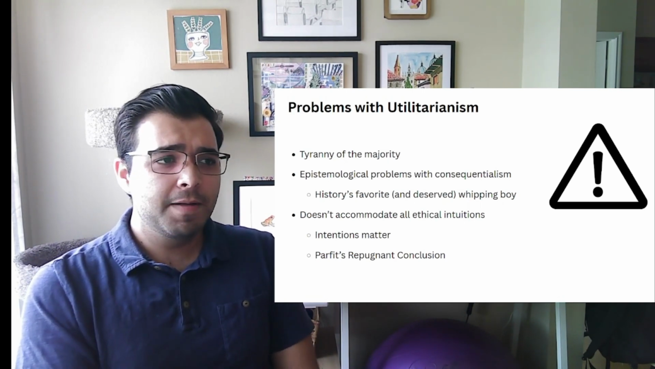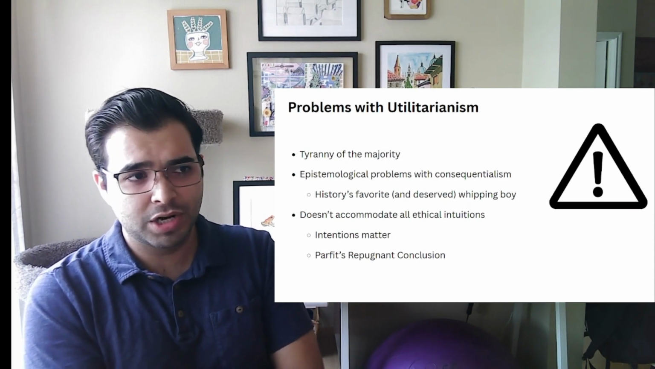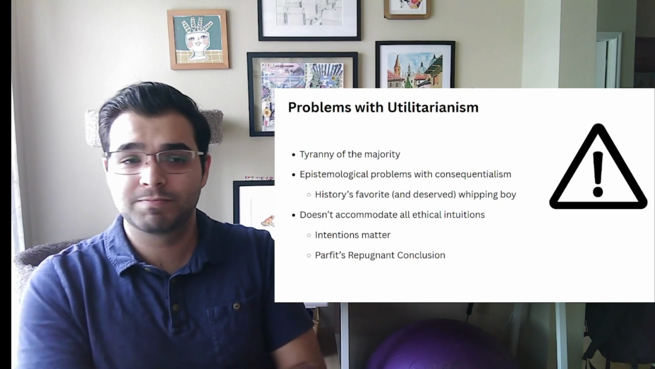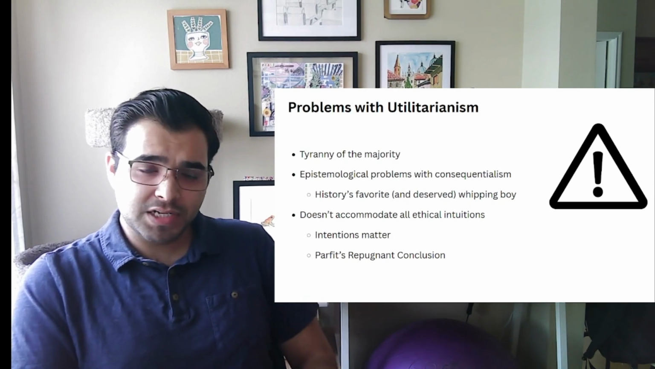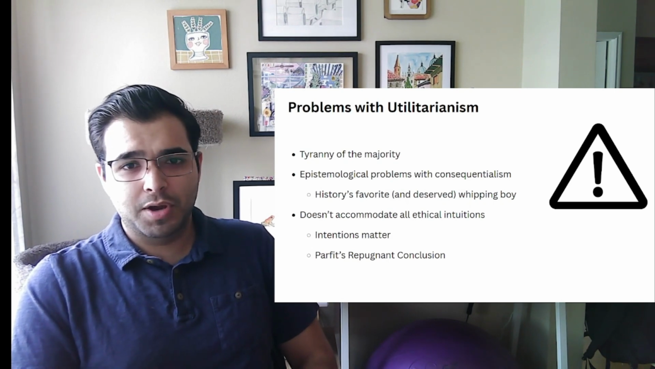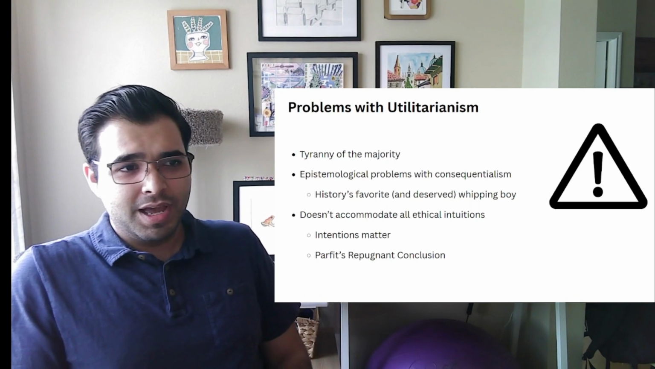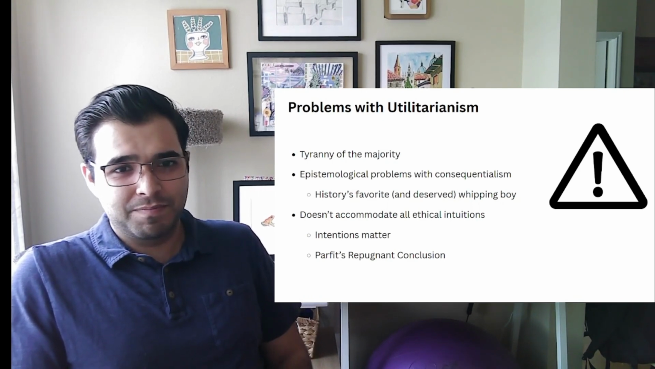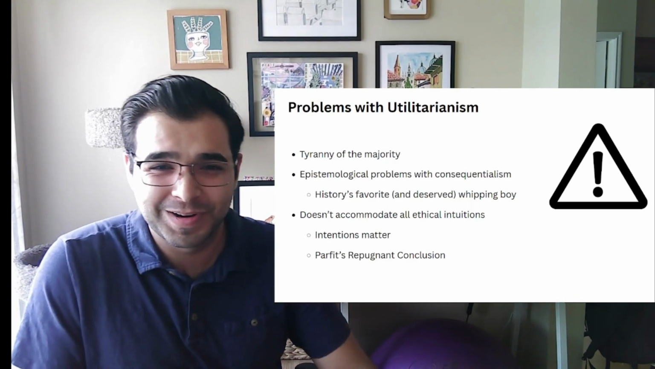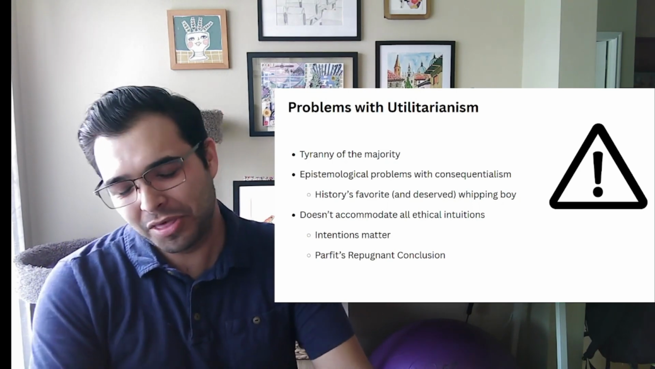Okay, there's epistemological problems with consequentialist theories in general, mainly because it's hard to know what the effect of our actions are going to be, right? What's the actual effect of them? So I have here history's favorite, and this is a deserved favorite, a whipping boy for the purposes of this example, right? Here's another thought experiment for you.